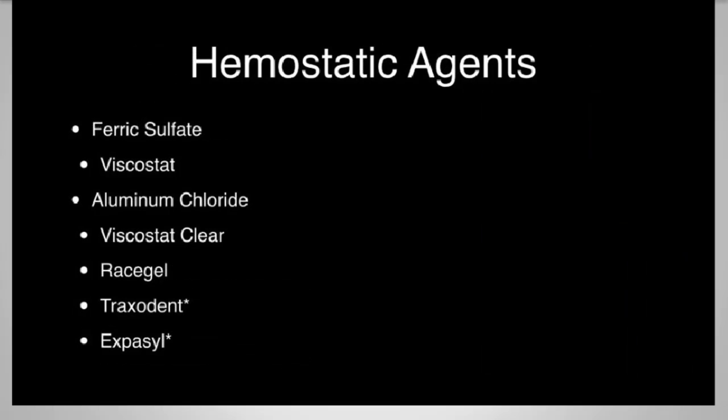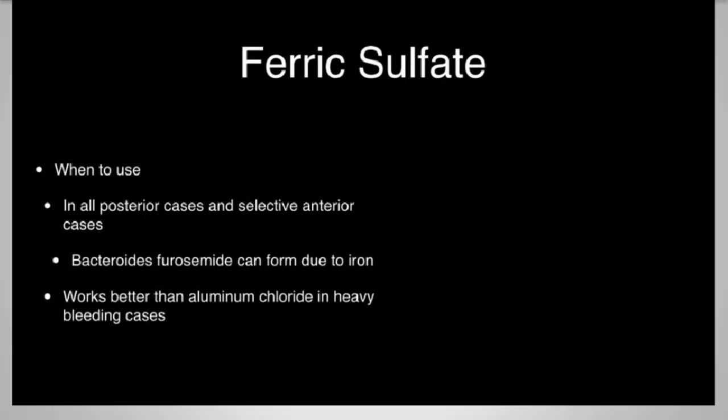In terms of hemostatic agents, my go-to agent is really ferric sulfate. Now, Viscostat happens to be a brand name of one of the manufacturers out there that I use, but ferric sulfate is really my go-to, and my secondary agent is aluminum chloride. And we'll talk about each of these and really the best practices of either material. In terms of ferric sulfate, I use it in nearly all of my posterior cases, and then some selective anterior cases where I see some heavy bleeding.